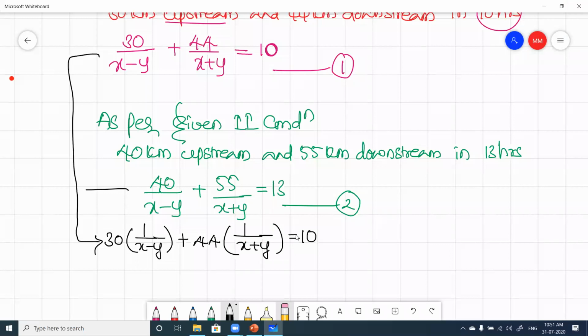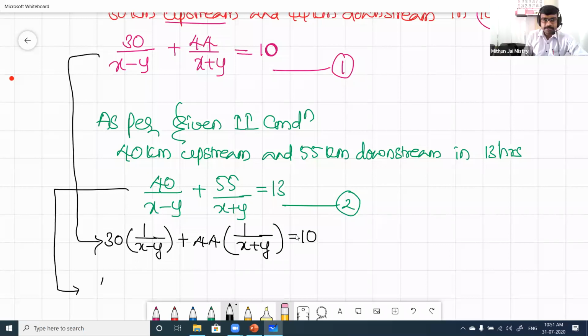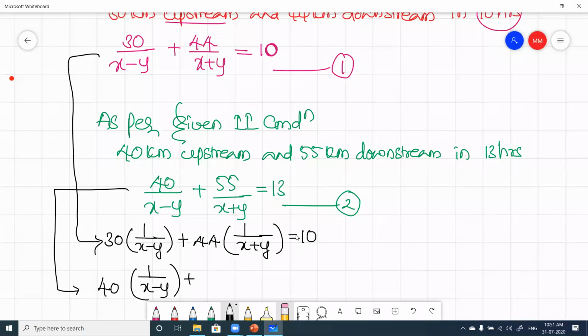And this can be written as 40 into 1 by x minus y plus 55 into 1 by x plus y is equal to 13.